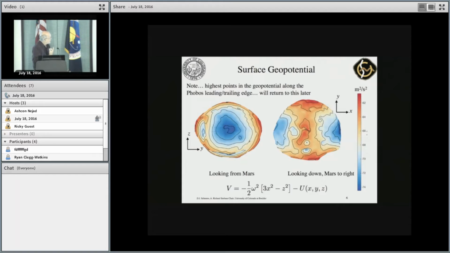And there's actually a very interesting thing that pops out as soon as you look at the geopotential. We would expect the lowest point on, or sorry, the highest point on Phobos in this tidal gravity field to actually be at the north and south pole. Instead, we find the lowest point to be at the trailing edge and the leading edge. And I've got a slide or two talking a little bit about that later on.